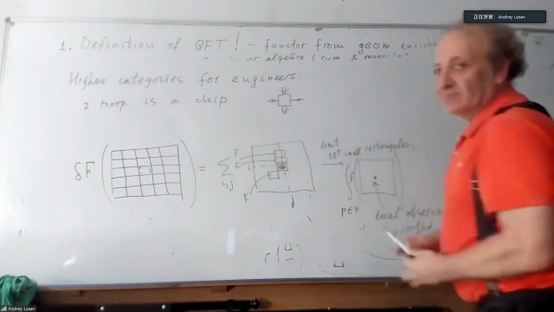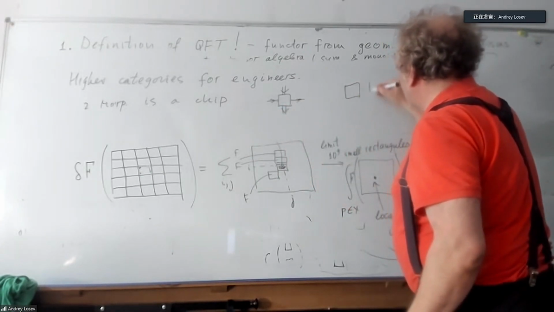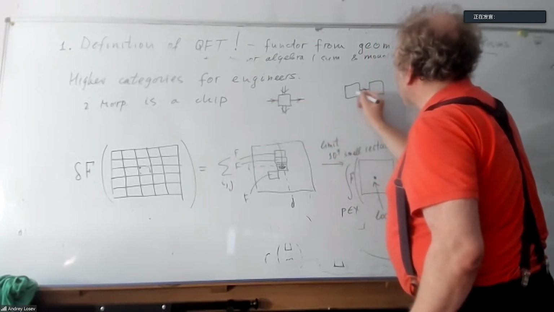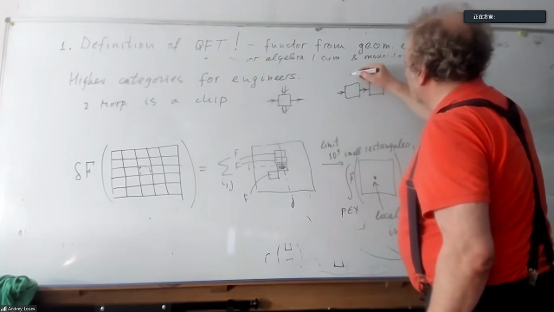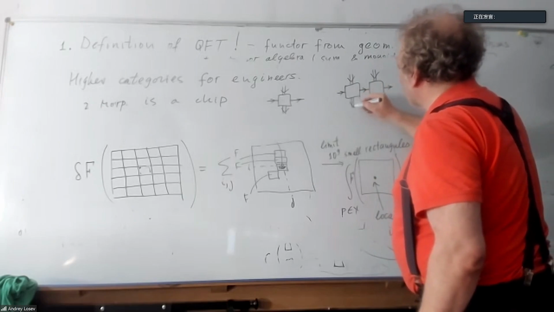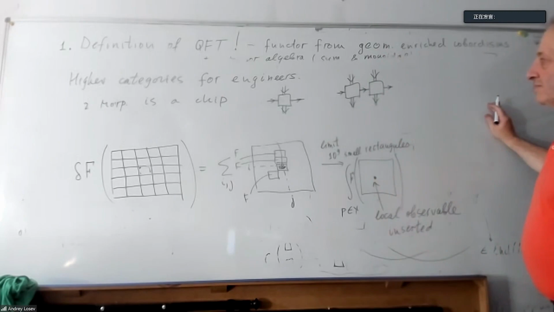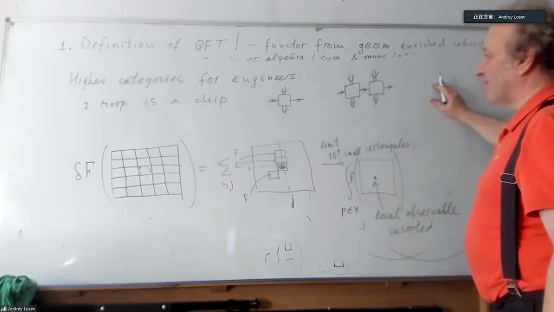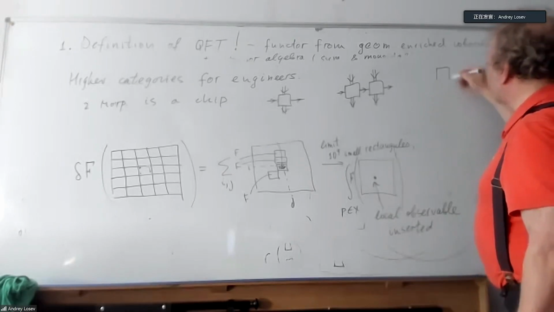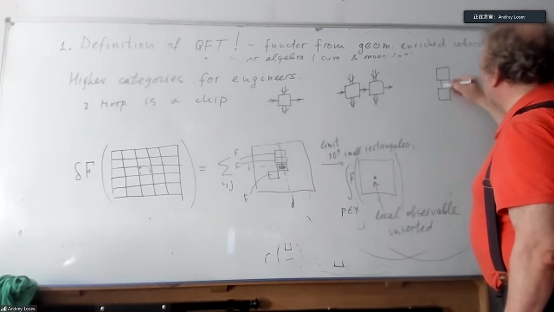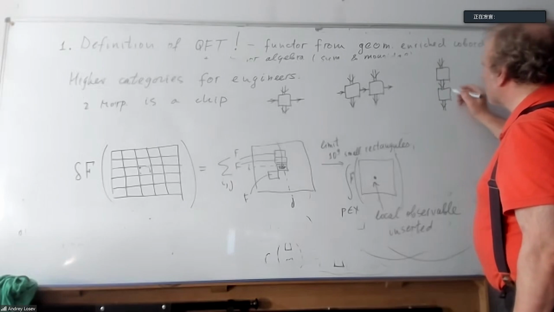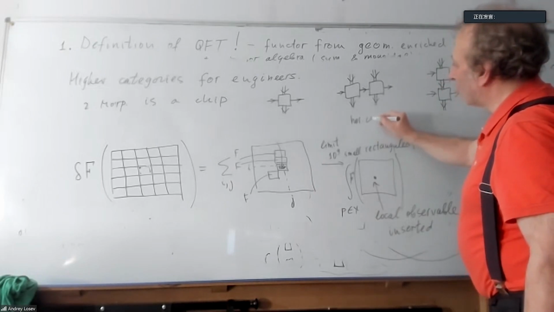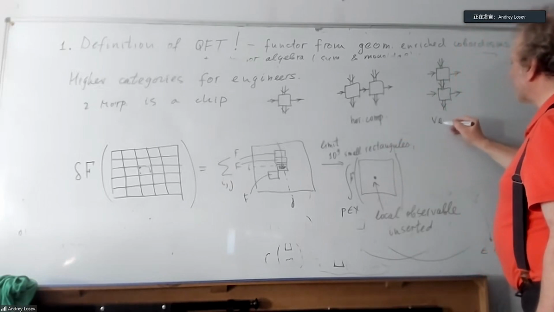And what can you do with these chips? Connect with other chips. Yes, you can connect black output with black input. So you may call it horizontal composition. But what else could you do? You can connect it this way. Horizontal composition. And here is the vertical composition.